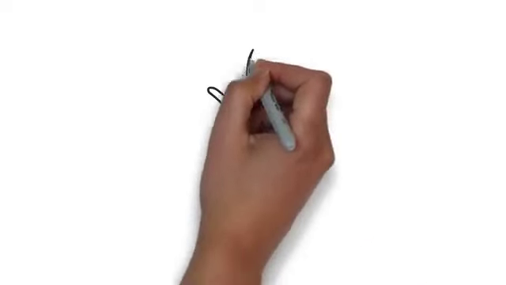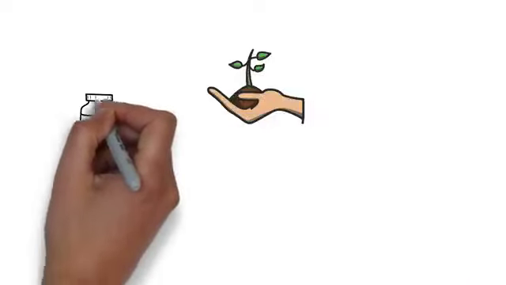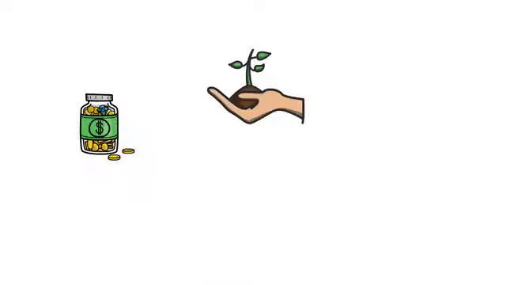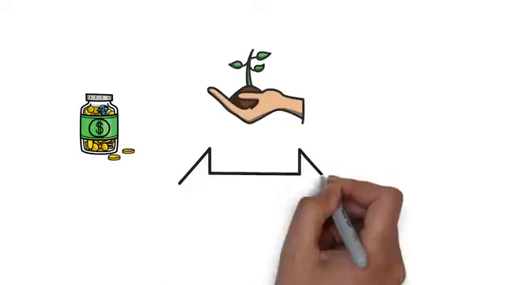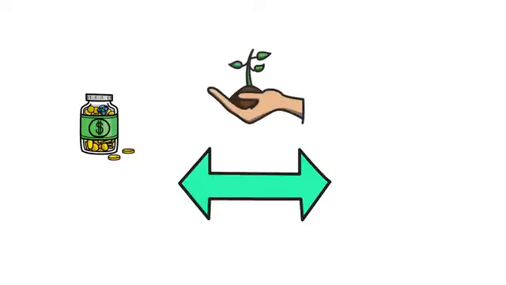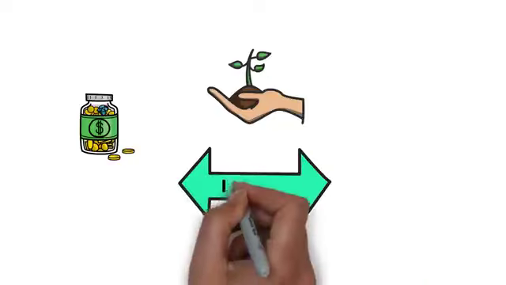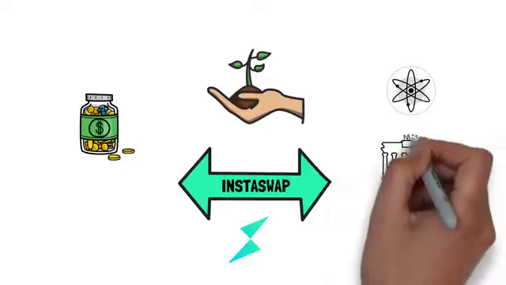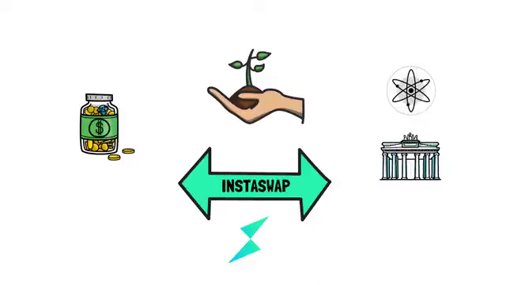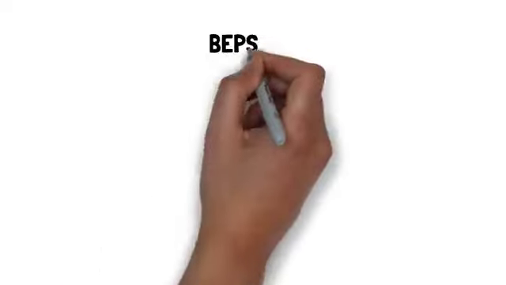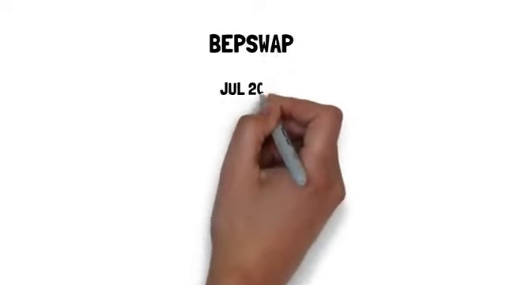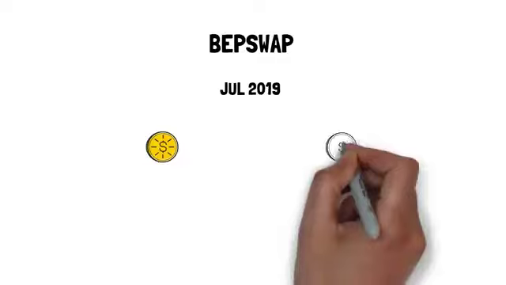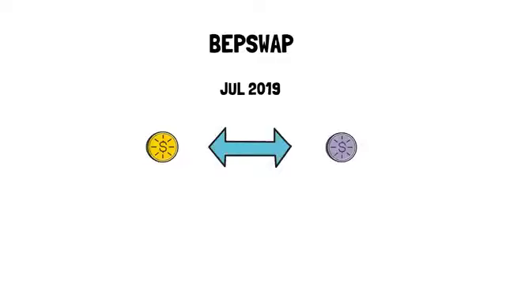Seeing the viability of the product, the team decided to raise a small seed round and worked on a proof of concept of a decentralized exchange built on top of the Thorchain protocol called InstaSwap, which was later demonstrated during the Cosmos Hackathon in Berlin. After that, they announced their first go-to-market product, BEPSwap, in July 2019. The main goal of BEPSwap was to enable BEP2 asset swaps and was limited to Binance Chain.